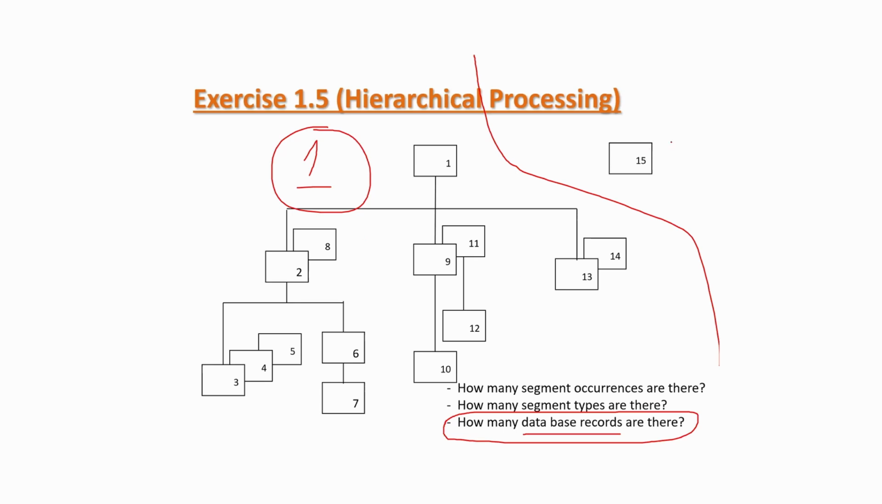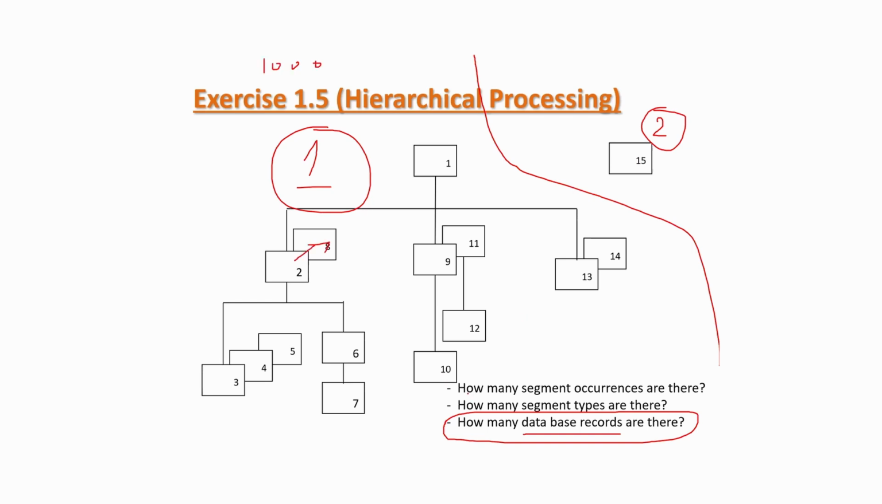What about this? It has only root, no children at all. It's possible, right? Children is optional. Children is not mandatory. So totally 2 DB records.